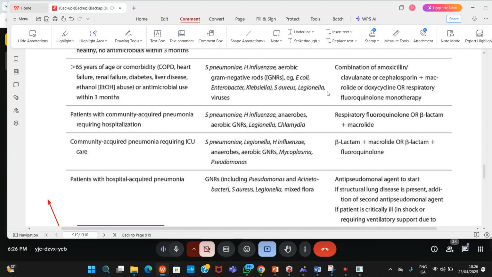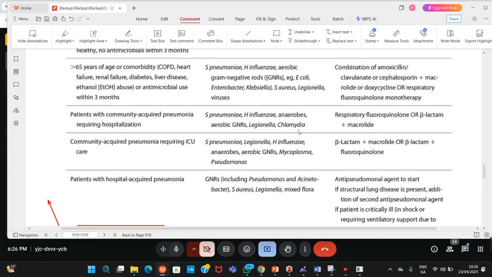If this person has community acquired pneumonia and you need to hospitalize, you can use the same thing, your cephalosporin plus your macrolide, or a monotherapy with a fluoroquinolone, just like what you do in people more than 65 or anybody with a chronic condition. Either you use your cephalosporin with your macrolide, or you give fluoroquinolone monotherapy. The same thing is what you do if the person requires hospitalization.